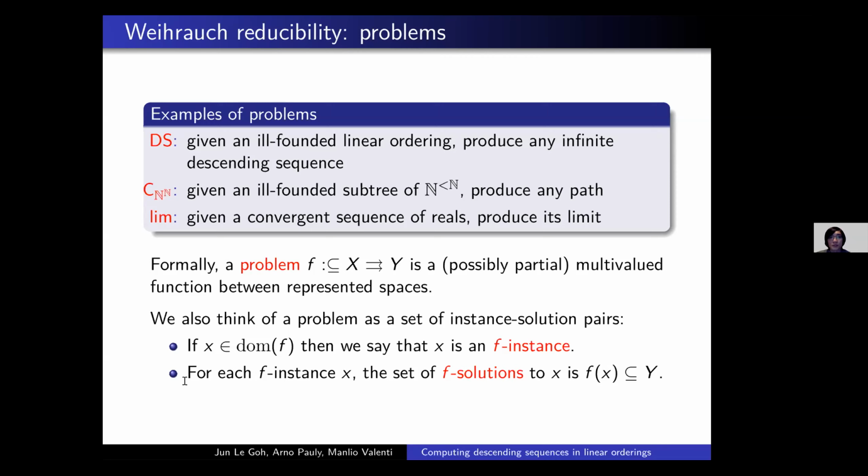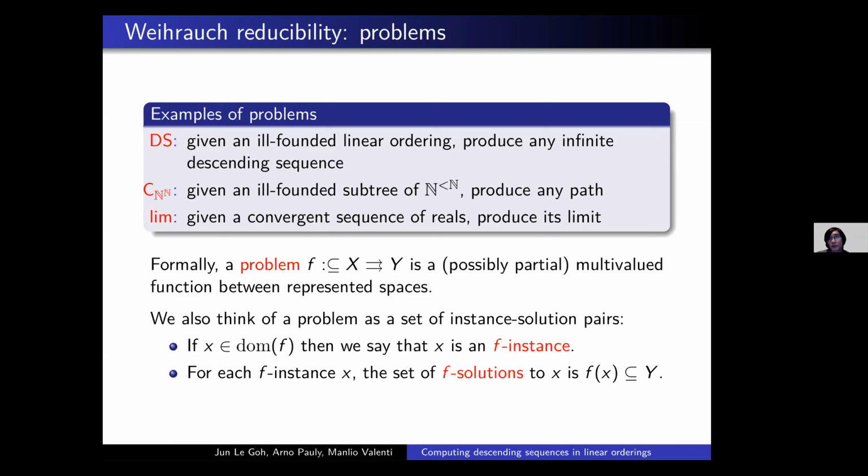So for example, for DS, when I say a DS instance, I'm talking about an ill-founded linear ordering. And when I talk about the solutions to that DS instance, then I'm talking about the set of all infinite descending sequences in that linear ordering.